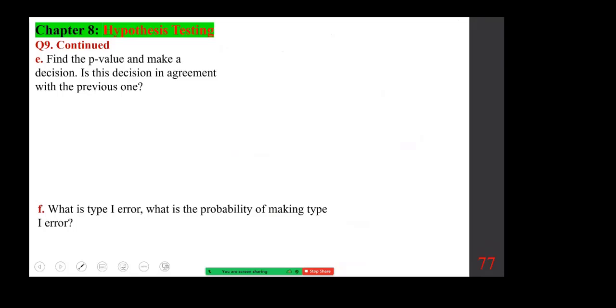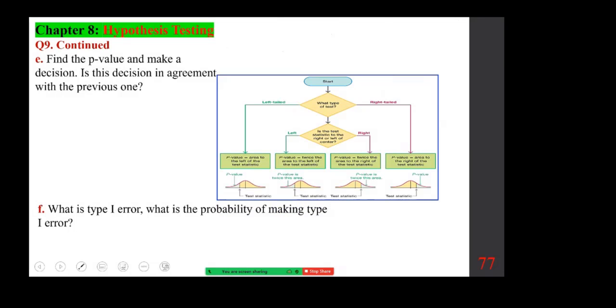Now we're going to do the p-value. I have this table for you. So first, what type of test? Do we have a left tail test? Area to the left of. Do we have a right tail test? Area to the right of that. Do we have a two-tail test? Well, if the number is negative, area to the left times 2. If the number is positive, area to the right of that times 2. That's how you calculate the p-value.